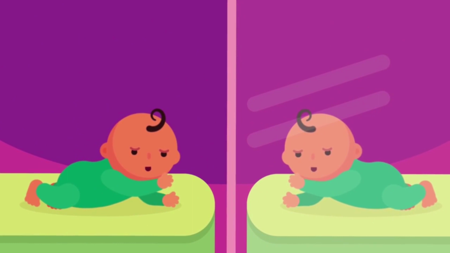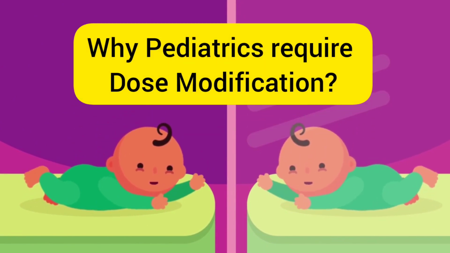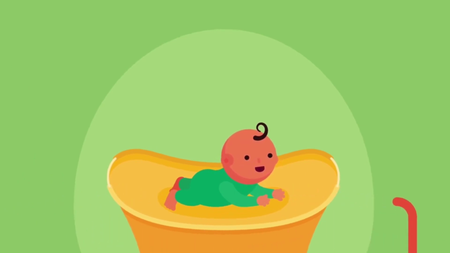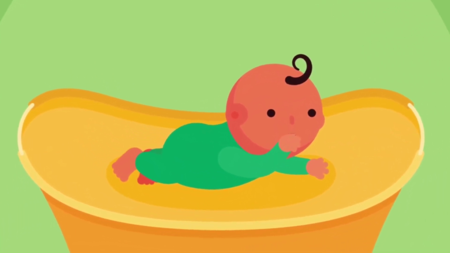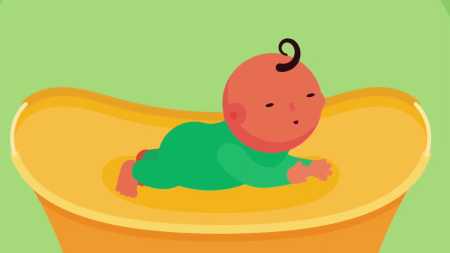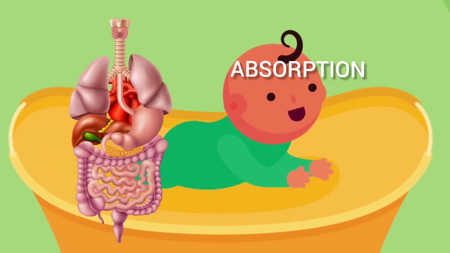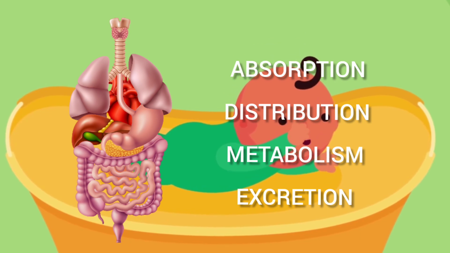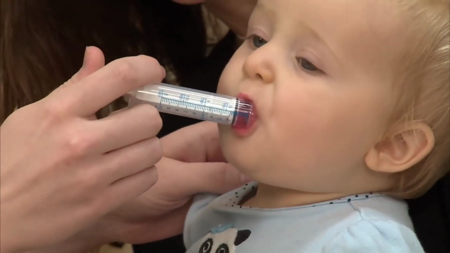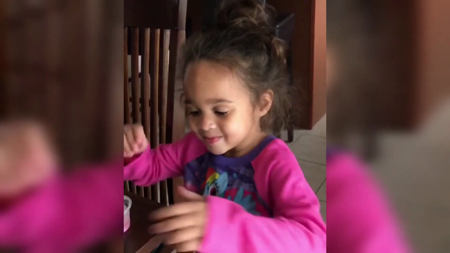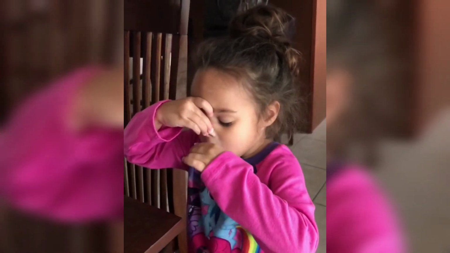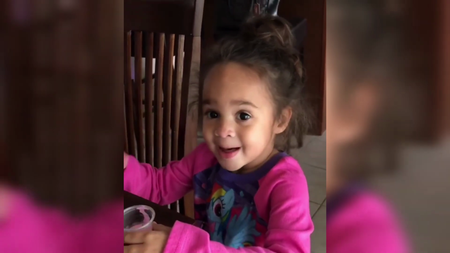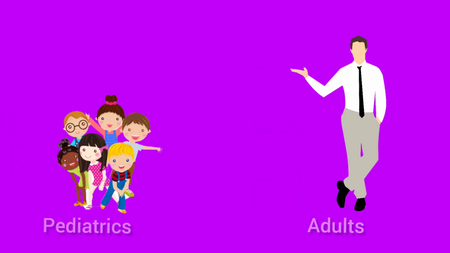Now we'll discuss why pediatrics require a special dose modification. Children are not just little adults. Children's pharmacokinetic parameters like absorption, distribution, metabolism, and excretion are very unstable. They change during maturation from neonates to adolescents. Notably, pediatric ADME parameters are significantly different compared to adults.